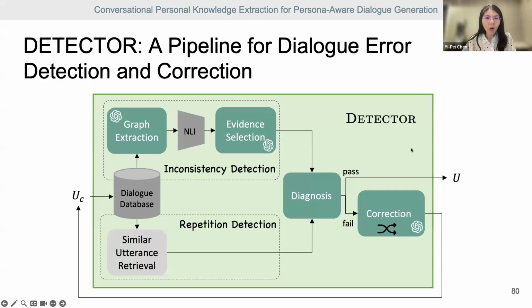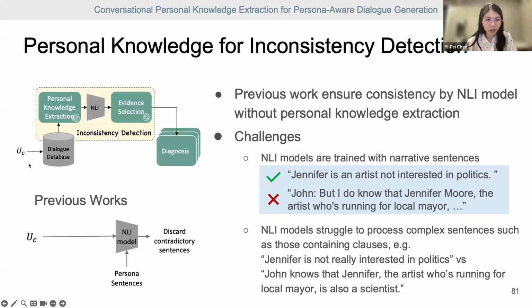This is the whole architecture. I'm going to introduce each component. One is the personal knowledge for inconsistency detection. Previous works used an NLI model to ensure consistency. However, they are mostly trained on narrative sentences, so if put into a dialogue context, they cannot work well.